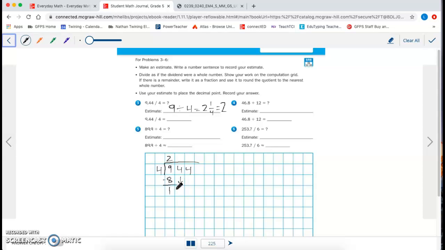And let's think. So we know that the second multiple is 8. The third multiple is 12, and the fourth multiple is 16. 16 got too big, so I need to use my third multiple. I have 12. And I'll subtract that. And I end up with 2. Bring my 4 down, and I have 24.